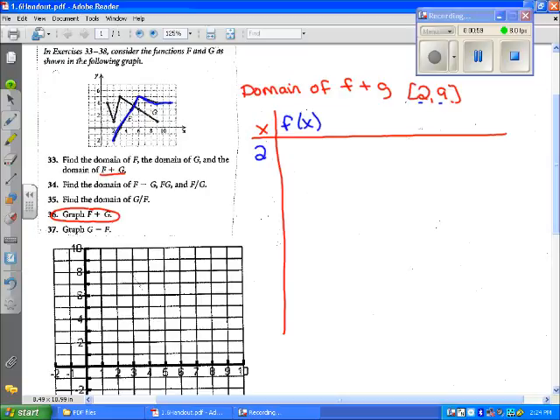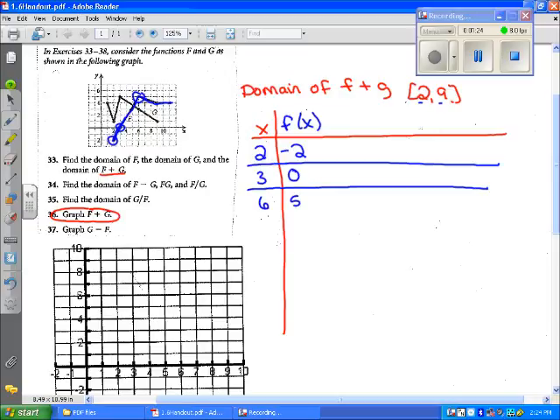Okay, so I'm going to look at f of x, which is right here. If x is 2, y is going to be negative 2. Okay, that's my first ordered pair. Okay, let's look at the next point. The next point I'm going to pick is 3. If x is 3, that would be this point right here. Y would be 0. Next point I'm going to look at is 6. That's right here. If x is 6, y is 5. And then finally, I'm going to use 9. If x is 9, y is 4. Okay, so that takes care of f of x.